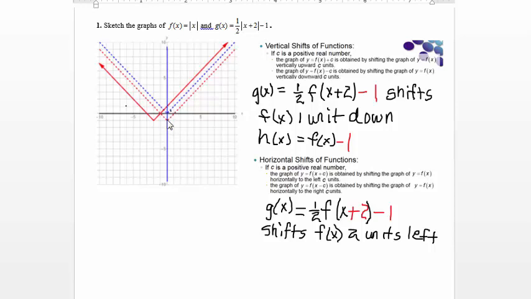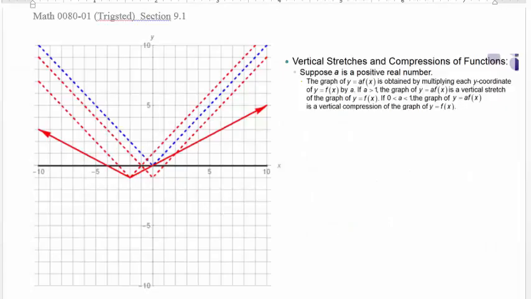Here we have a picture of what happens once you incorporate the horizontal shift to the left. So notice every point on the red dash graph is now moved 2 units left and is relocated on the red solid graph. So this is the effect of the horizontal shift. F of x plus 2 is the portion of the graph that shifts f of x 2 units to the left.